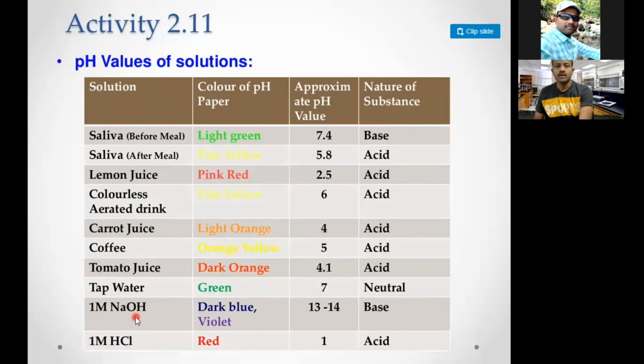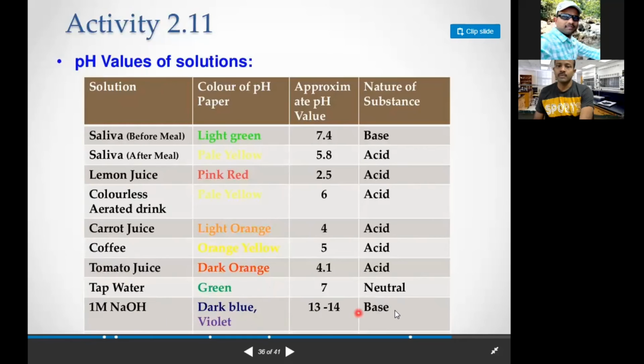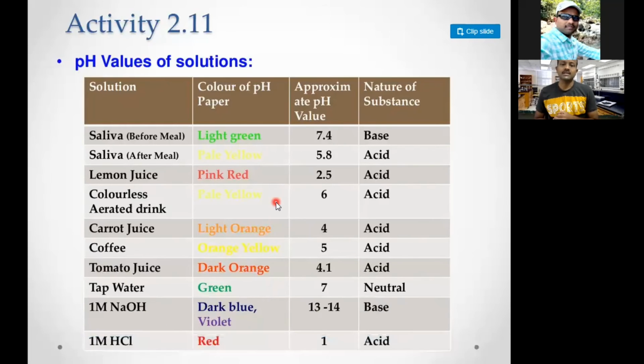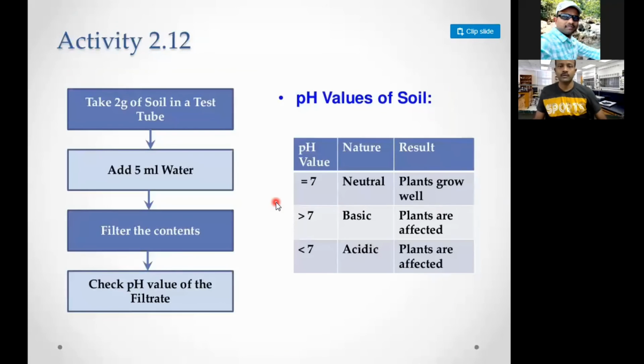The 1 molar NaOH is a base, right? So when you take HCl, HCl is a strong acid, right? When you dip the pH paper in HCl, it will give red color. The pH value of the strong acid is 1. This is activity 2.11 over.